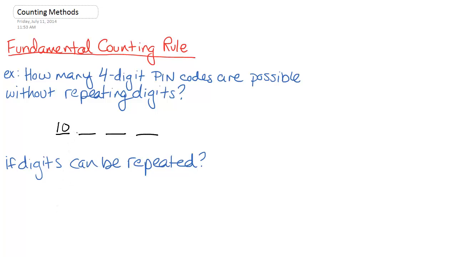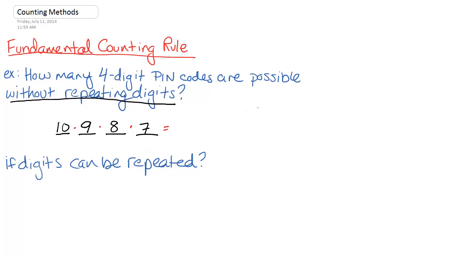And then we say, okay, how many options are there for the second digit? Now, if we're not allowed to repeat digits, which is what our problem says here, then whatever we used for the first digit, we can't use again. So now there's only 9 possibilities remaining. For the third digit, we've already used 2, so now there's only 8, and then 7 for the fourth. What the fundamental counting rule says is that if we want to know the number of possibilities to put together all of these 4-digit PIN codes, we're going to multiply each of these numbers together. So 10 times 9 times 8 times 7, and that will give us the total.